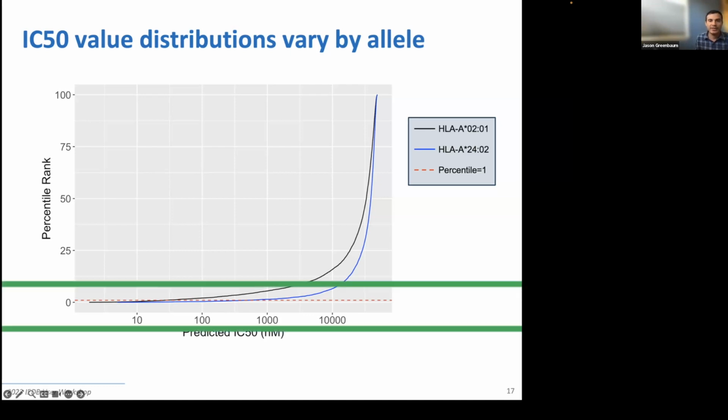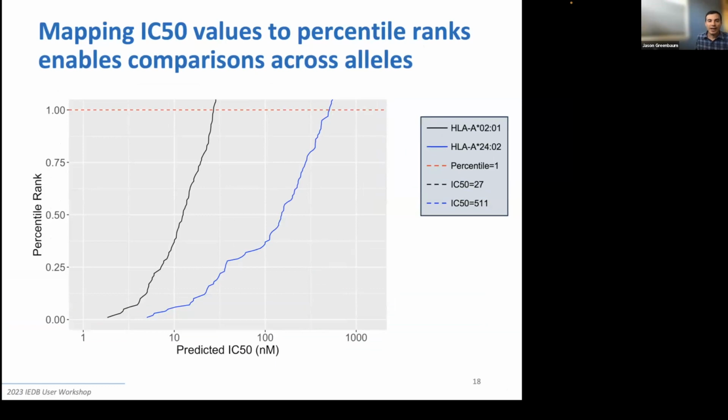If we zoom in on that section of the plot, it looks something like this. And so for HLA-A0201, the first percentile is at about an IC50 value of 27. For HLA-A2402, it's around 500 or so. And so by mapping those IC50 values onto a percentile rank, it makes it easier to compare the relative binding affinities of the peptides among the different alleles.